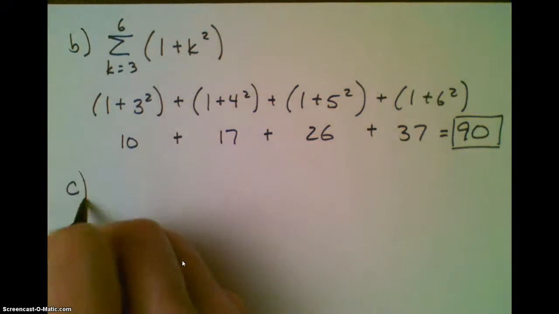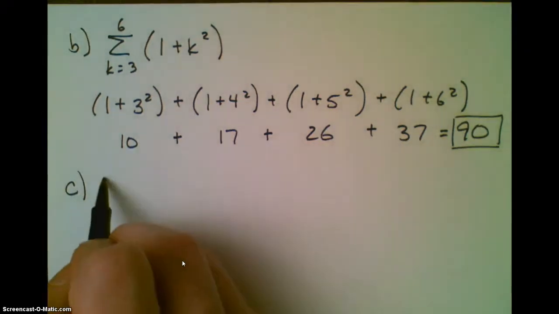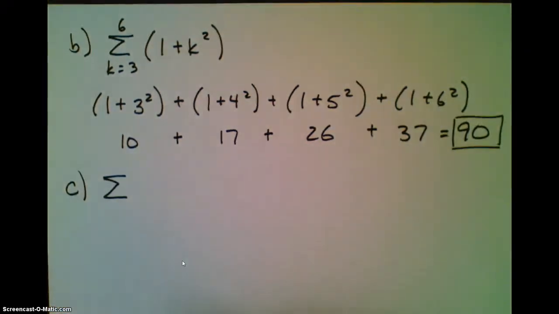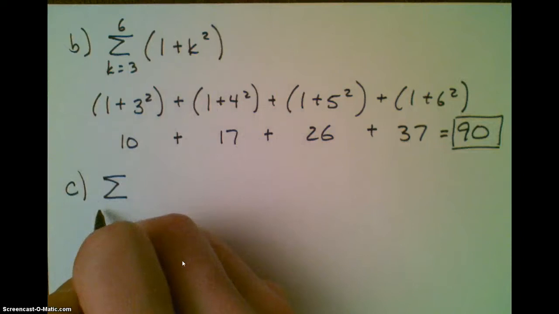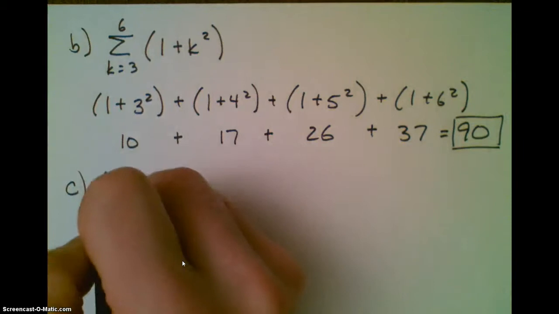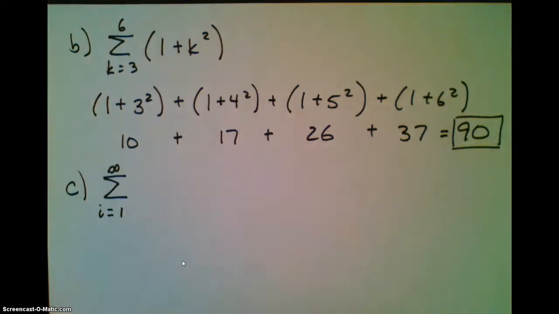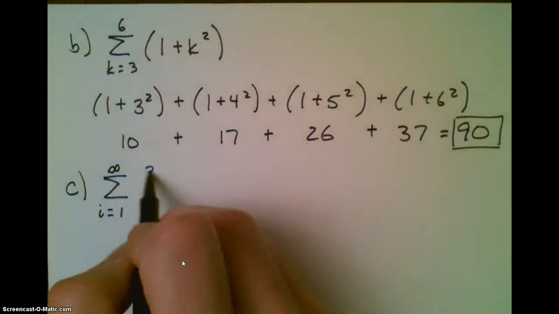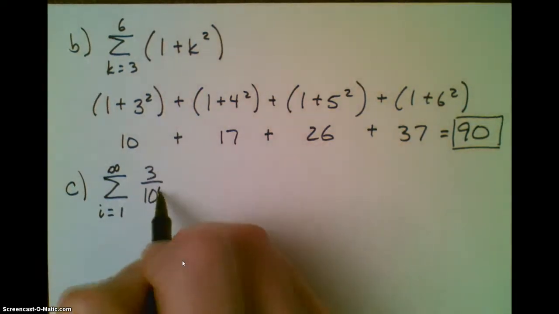Alright, next example. Feel free to pause the video after I write the problem down and see if you can figure it out, and then resume to see if you figured it out correctly. So I've got the sum as i goes from 1 to infinity. So this one's a little tricky. Of 3 over 10 raised to the i.